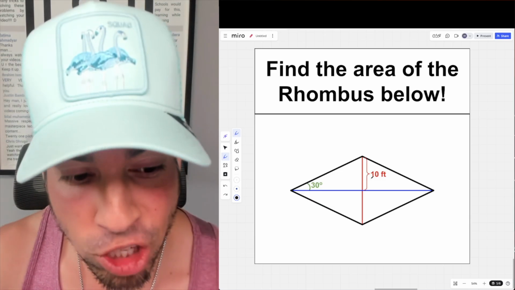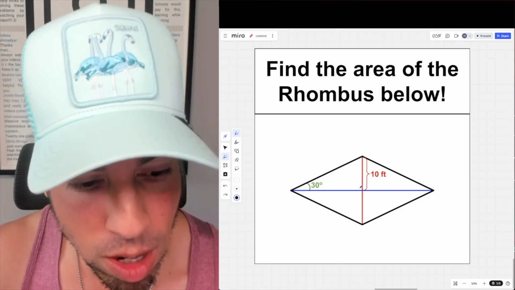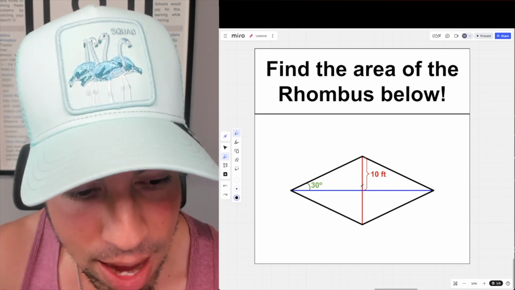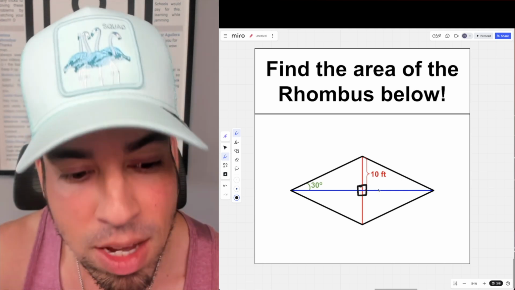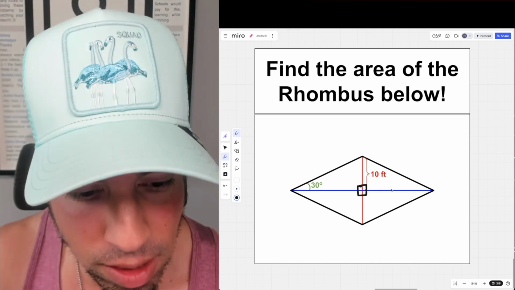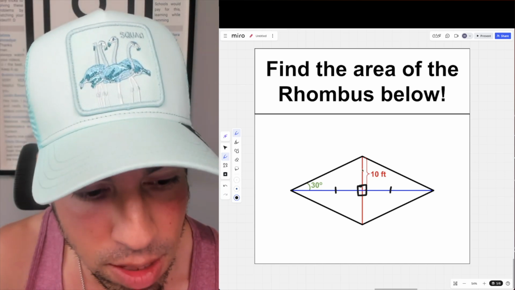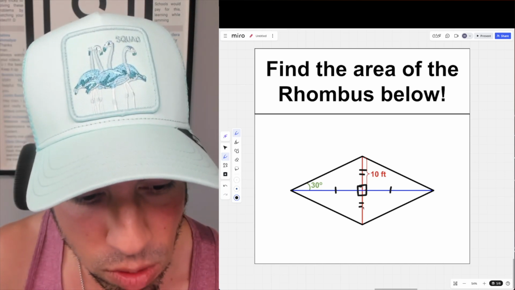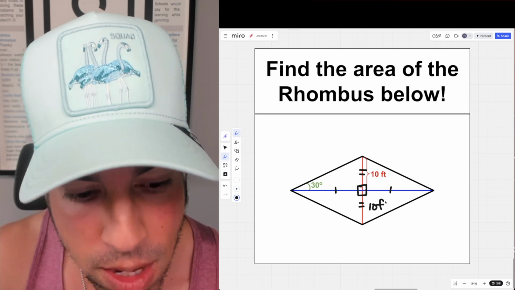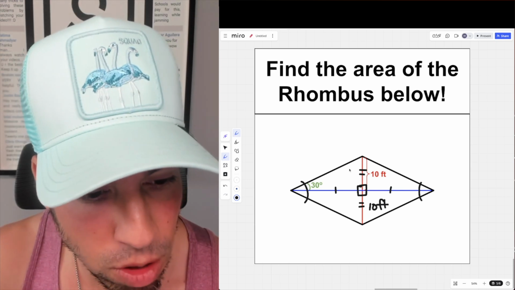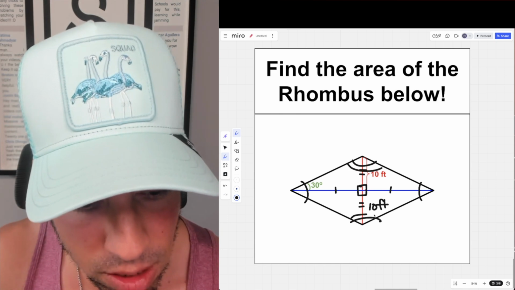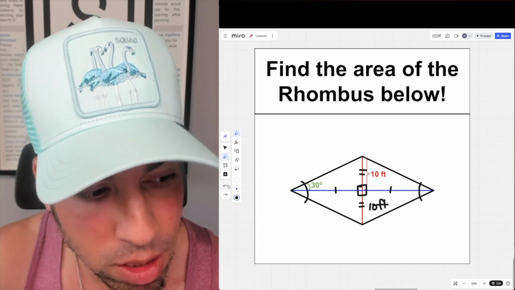So when you take geometry, what you're going to realize about a rhombus, first of all, is that the diagonals are perpendicular, right? So these are all 90-degree angles. That's one thing. The second thing is that the diagonals bisect each other. So this side is equal to this side, and this side is equal to this side. That means this down here is also 10 feet. On top of that, the angles opposite from each other are equal. That is equal to this as well. So all that information is really useful.